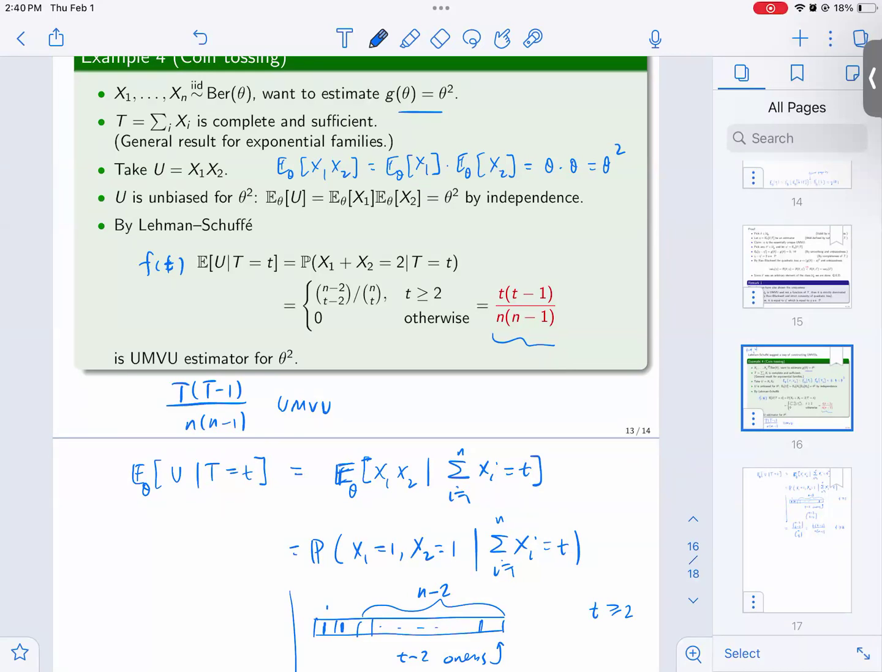Questions? Yeah, I just had a question about that second bullet point, that T, the sum of x_i, is completely sufficient. Is that a general result? Did we ever formalize that? We're going to talk about exponential families, and we're going to talk about this soon, hopefully.